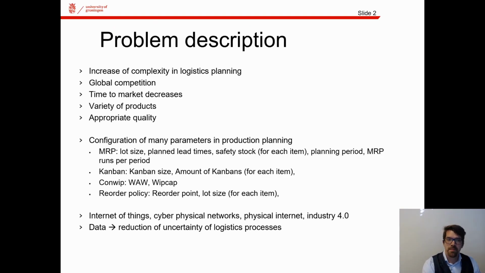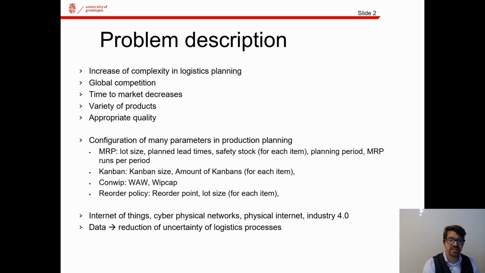A little bit more about the problem description and the motivation. In recent years, we have to deal with an increase of complexity in logistics planning, which of course is influenced by the global competition, the decrease of time to market, the variety of products, and unfortunately, the appropriate quality or inappropriate quality of products. And therefore, the planning parameters of the production system are important.